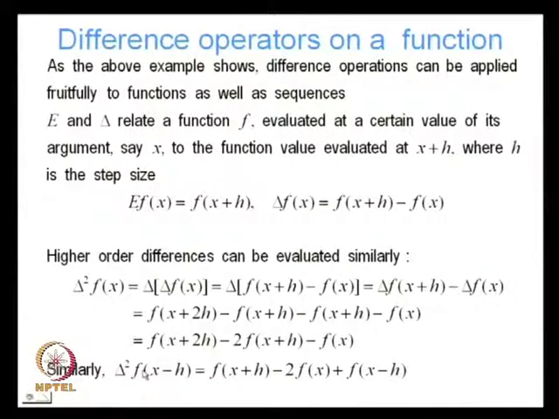Similarly, del square f(x minus h) is given by this. Same logic, right, del f(x minus h) is equal to f(x) minus f(x minus h), then operate on that with del again, I get that value.